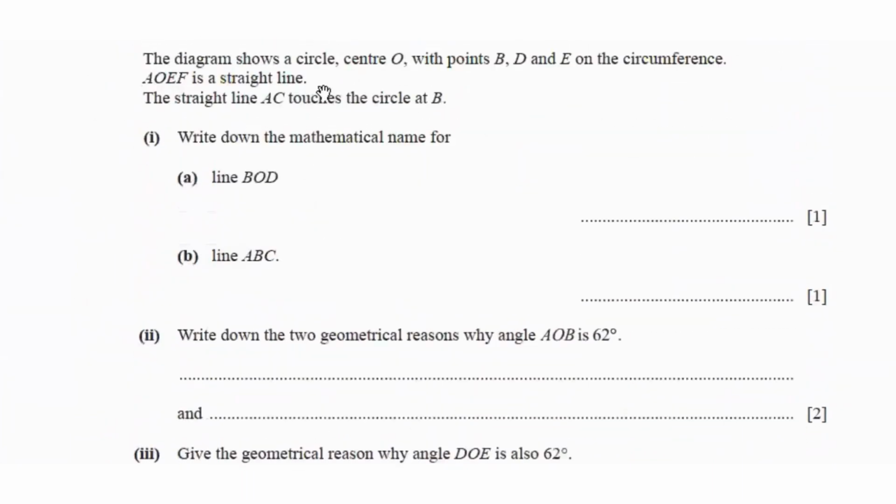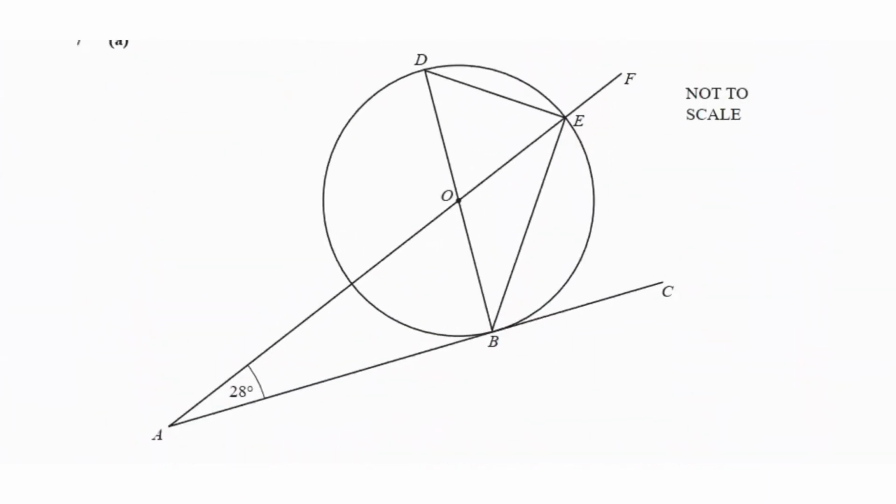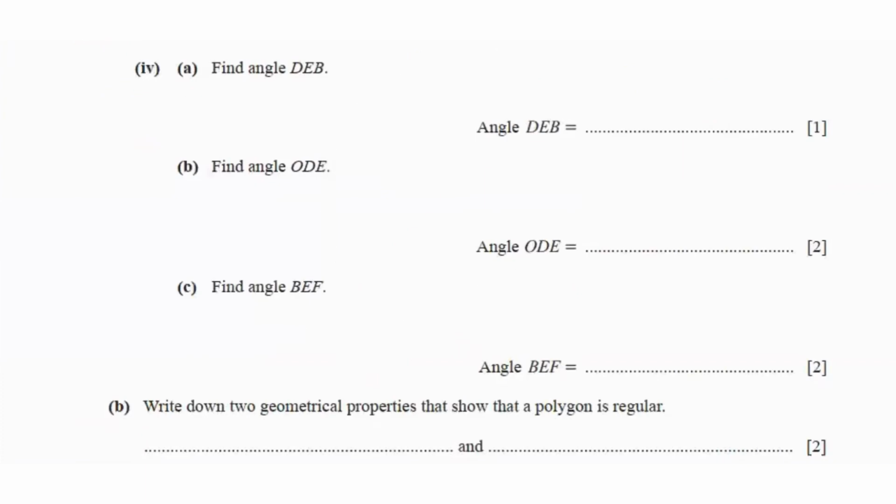So DEB is going to be 90. Why? Because whenever you have an angle coming out of the diameter, or an angle in the semicircle, that's always going to be 90 degrees.